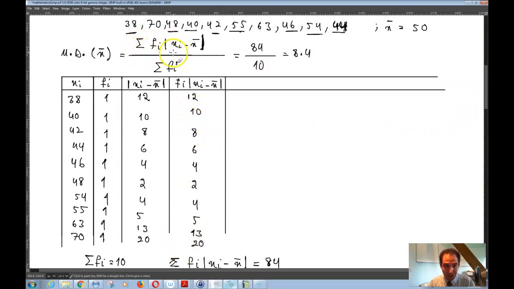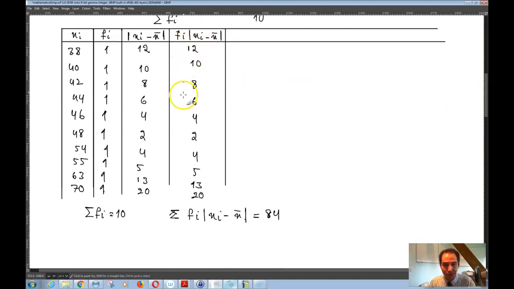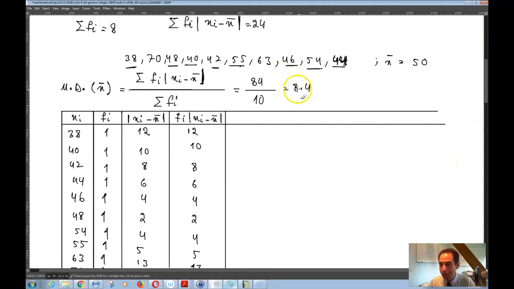And now if you calculate sigma f of i times the absolute value of x of i minus x bar, meaning all of these values added together, that will give you 84. Sigma f of i will give you 10. 84 divided by 10 will give you 8.4. That is the answer there. So that is this example.